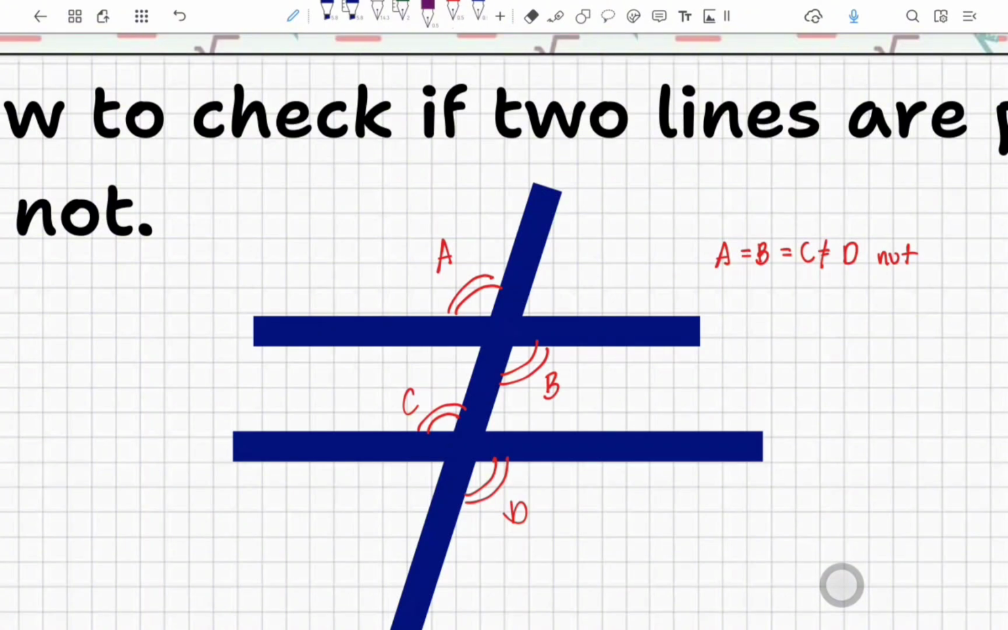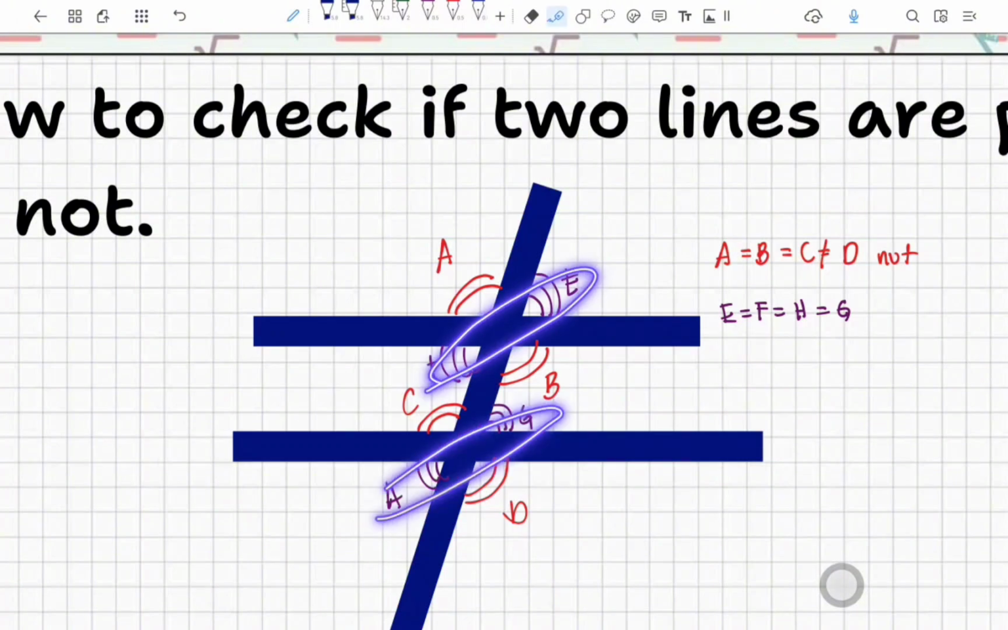In the same manner, this angle, let's say this is angle E, angle F, angle G, and angle H, they are also equal. If they are not equal or one of them is different, then the two lines are not parallel to each other. These ones we call your pairs of angles. So this is a pair of angles, a pair of angles, and a pair of angles.